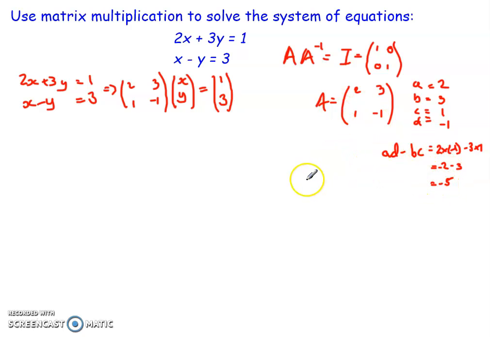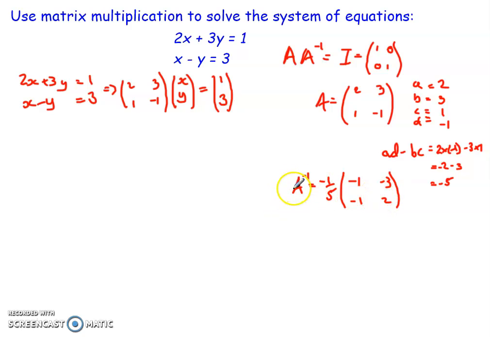So I know AD minus BC is equal to negative 5. I know it's got an inverse, then it's just a case of writing it. So I've got A to the minus 1 equals negative 1 over 5 times, and then it's just the exact same as I would before. So I've got negative 1, negative 3, negative 1, 2. Swap your A and your D and invert the signs of the B and the C.